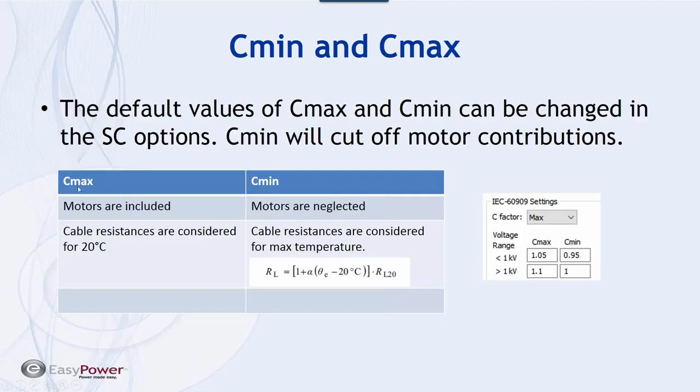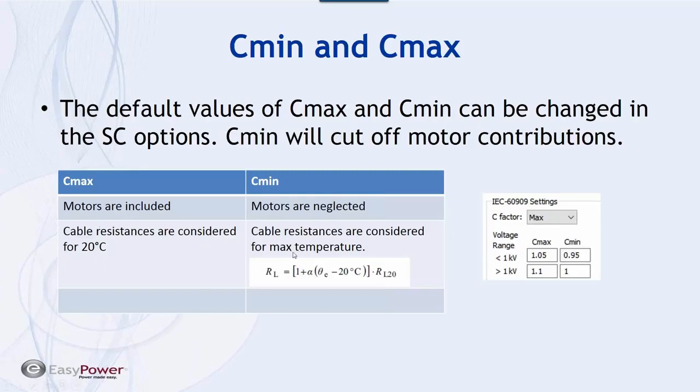But let's take a look at Cmax and what else, except for voltage changes. For Cmax, motors are included. For Cmin, they are not. That distinguishes these two methods, pushing Cmin more toward minimizing the currents and Cmax more toward maximizing the fault currents. Cable resistances are considered at 20 degrees. 20 degrees means that we are minimizing the impedance value through which we are trying to maximize the fault current value. So that goes under Cmax.